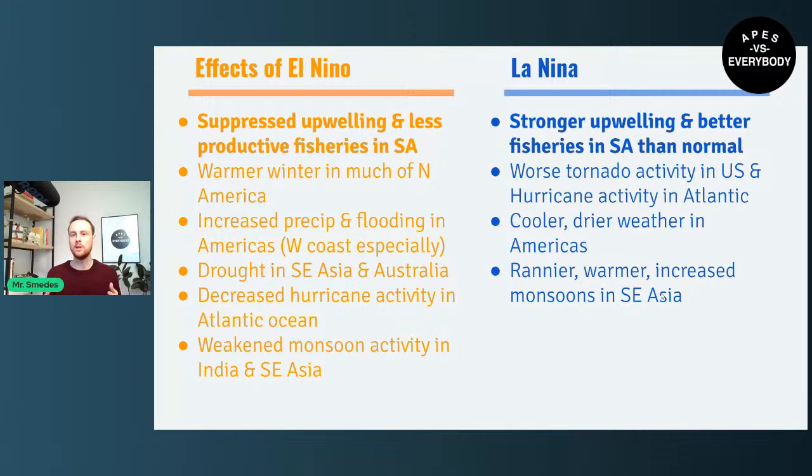The ones I bolded are because the College Board loves to ask about fisheries with respect to El Nino and La Nina. And again, if you have El Nino, you have that hot water that's just kind of sitting on the surface. That's going to suppress upwelling off the coast of South America. It's going to bring increased precipitation and warmer weather to the Americas, whereas it's going to produce drought in Southeast Asia and Australia. So those are some important aspects of El Nino and La Nina.